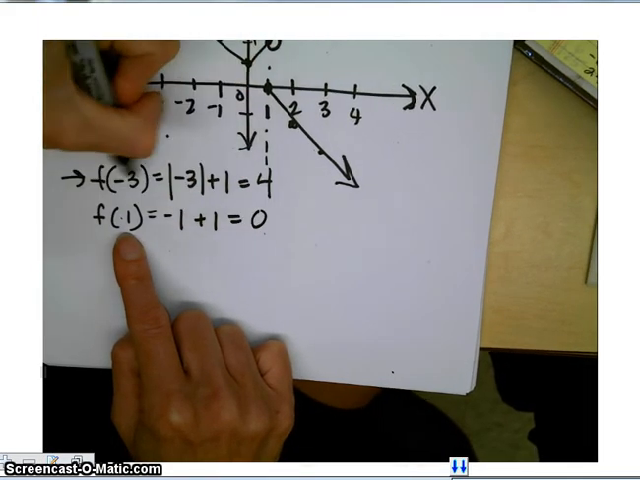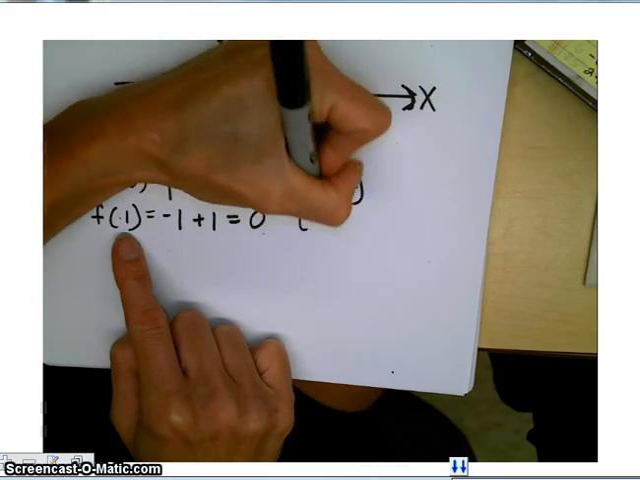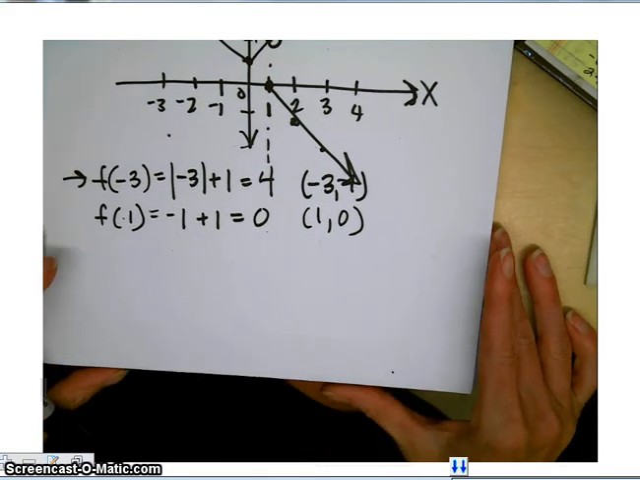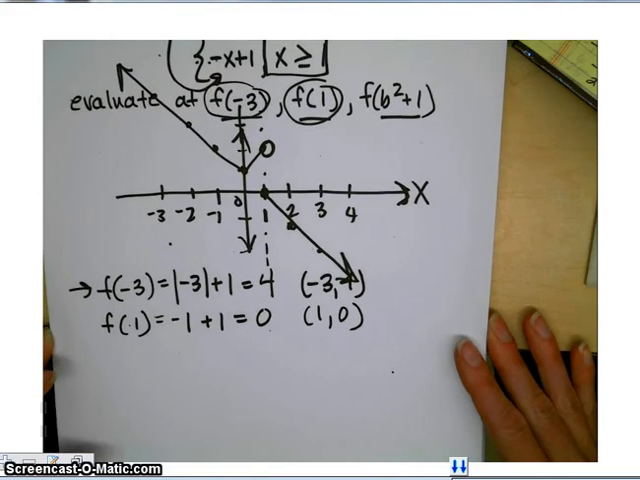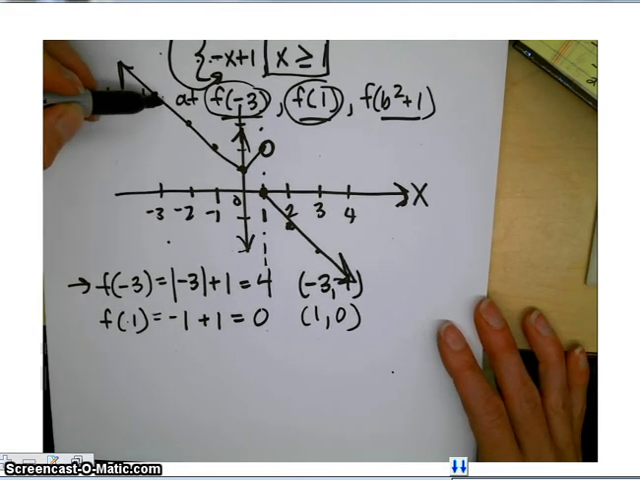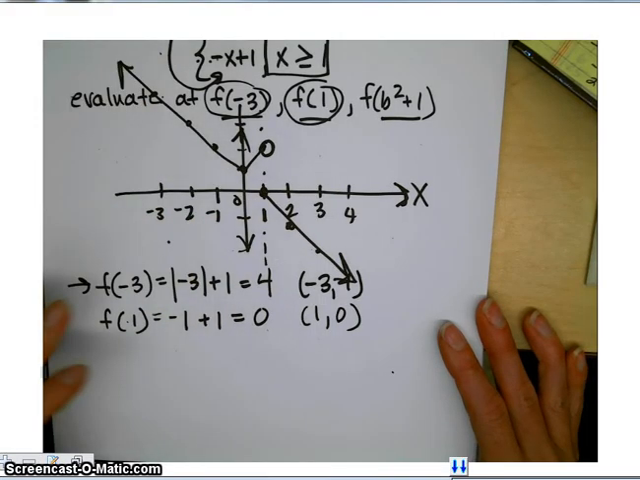0. So this is saying the ordered pair -3, 4 is on the graph, and this is saying the ordered pair 1, 0 is on the graph. So look at the graph again. Was the ordered pair -3, 4 on the graph? And the ordered pair 1, 0? See, these should go with the graph.